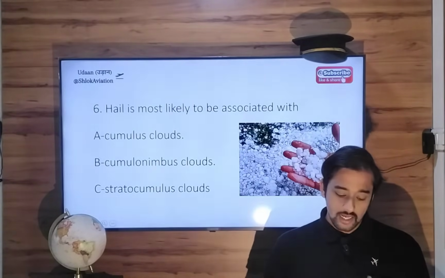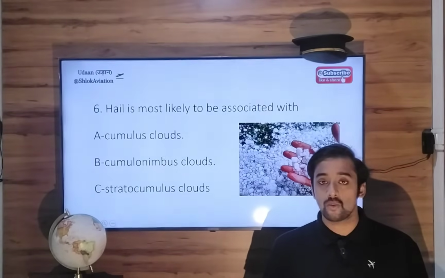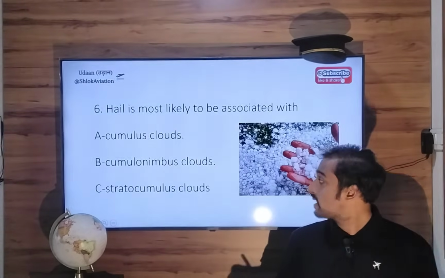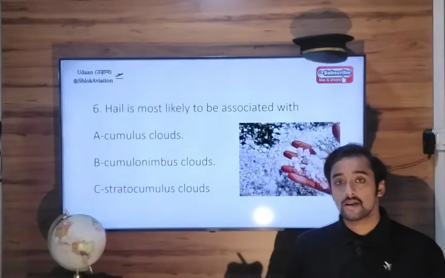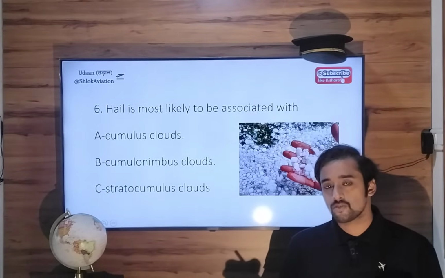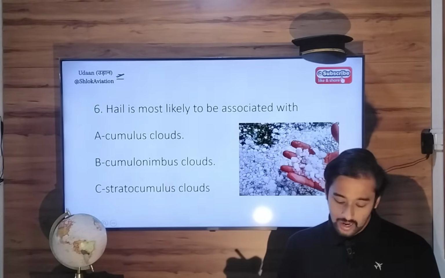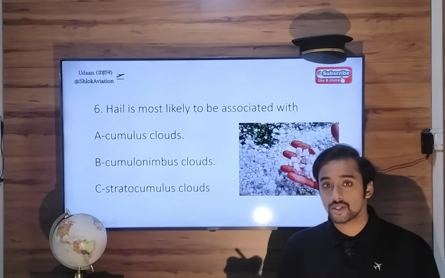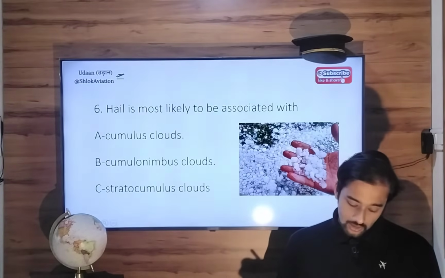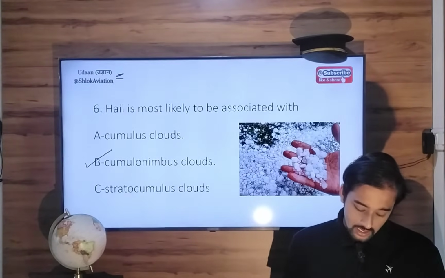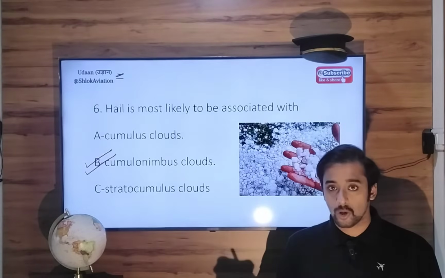Next question. Hail is most likely to be associated with what kind of cloud? Now, hails are very solid, rock like, small stone-like ice particles. And they are a result of very unstable weather and very dangerous turbulent clouds. And those clouds are cumulonimbus clouds. Option B is the correct option.